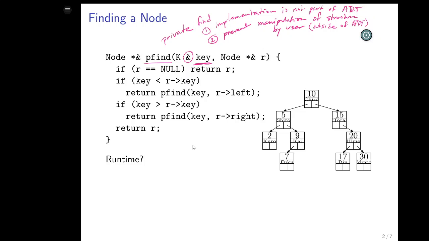Yeah, really, it's because I don't know how big keys are, and keys could be quite large objects, and I don't want to copy them when they're passed into this function. So this is a reference to avoid a copy.